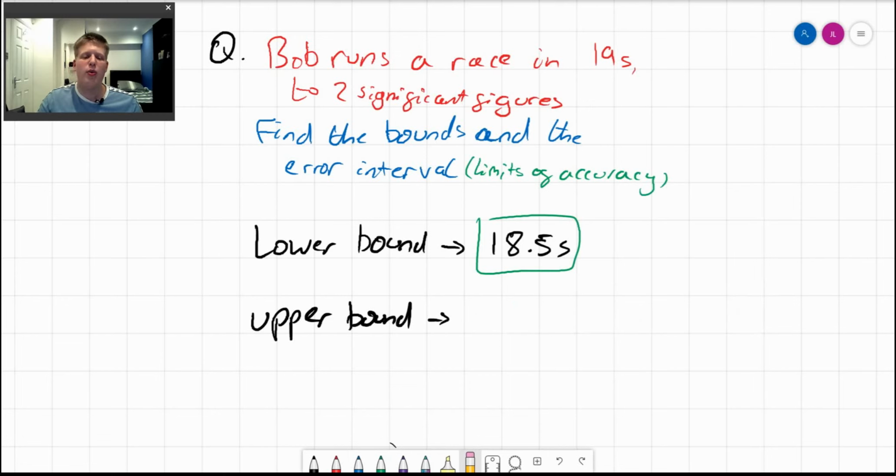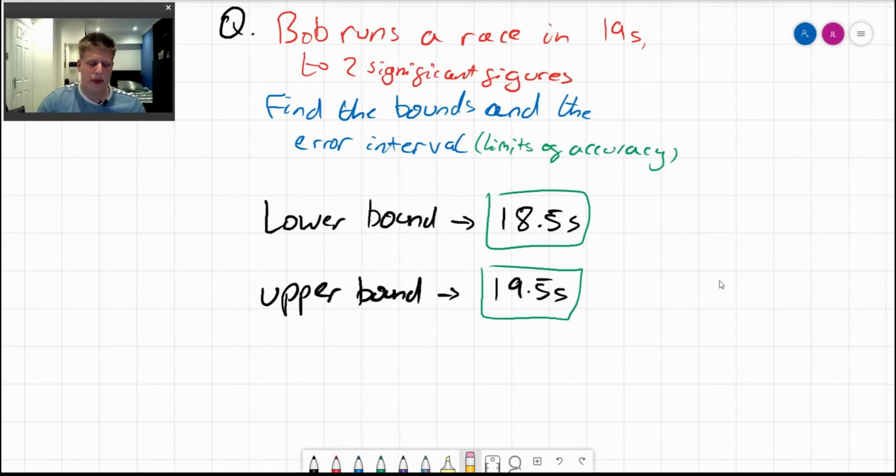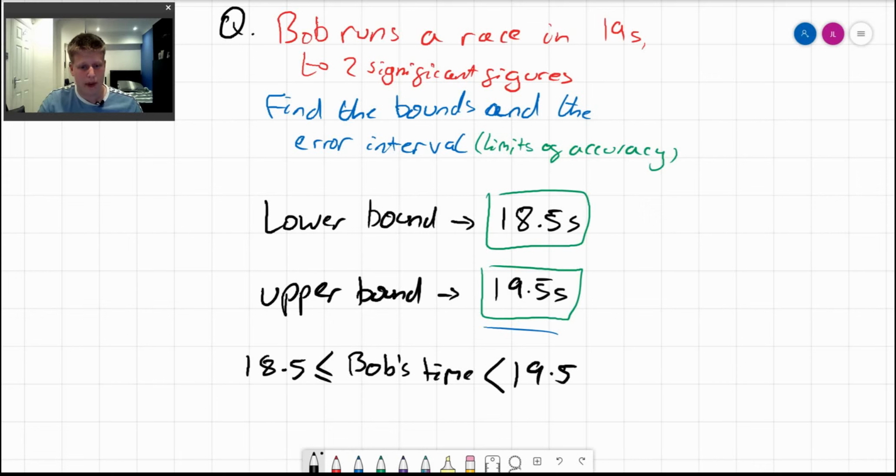So that is our upper bound, which means that our limits of accuracy, or our error interval, will look something like this. Now, there's a slight difference here. The lower bound's the same. The lower bound is 18.5. This will be less than or equal to Bob's time. So we'll write Bob's time. And Bob's time will be less than 19.5, but it won't be equal to 19.5. So we just do the strictly less than sign. We don't add in the equal sign. You see that? So Bob's time could be 18.5 exactly, but it couldn't be 19.5. It would be just below it. And so this is our limits of accuracy, or our error interval.